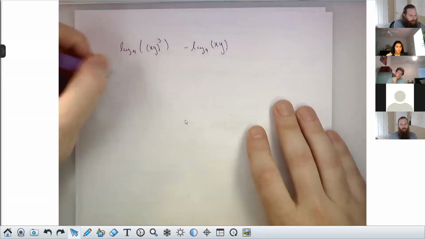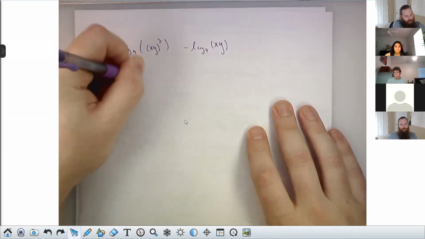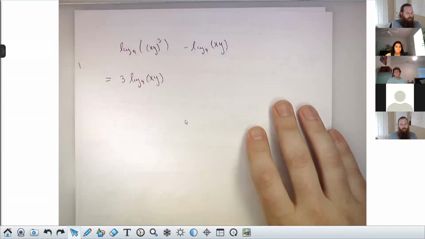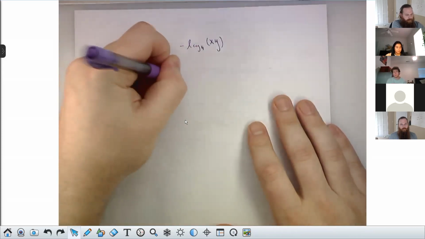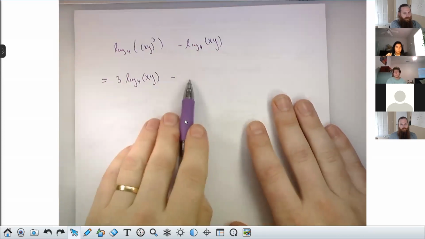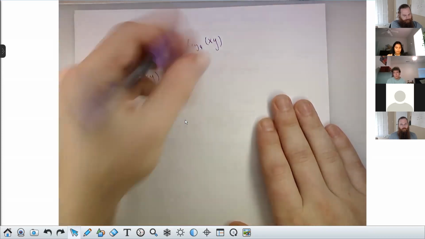So let me make sure I'm following you exactly as you have it written. You brought this 3 down, so we have the log base 4 of x times y like this. And then you said you expanded the log of x times y here. So what exactly did you end up with here? Log base 4 of x plus log base 4 of y.